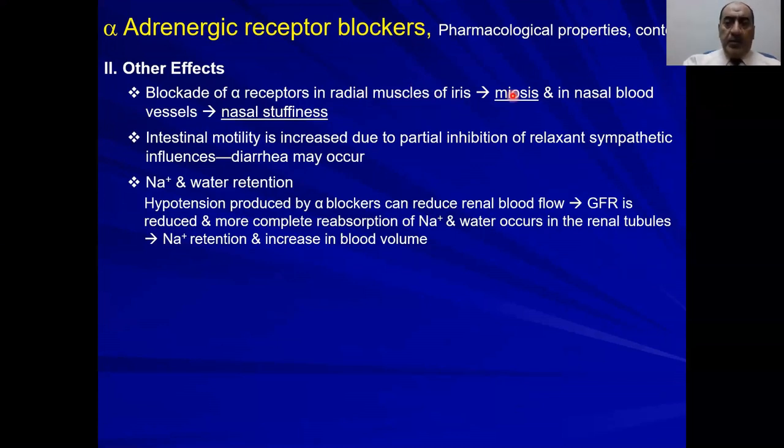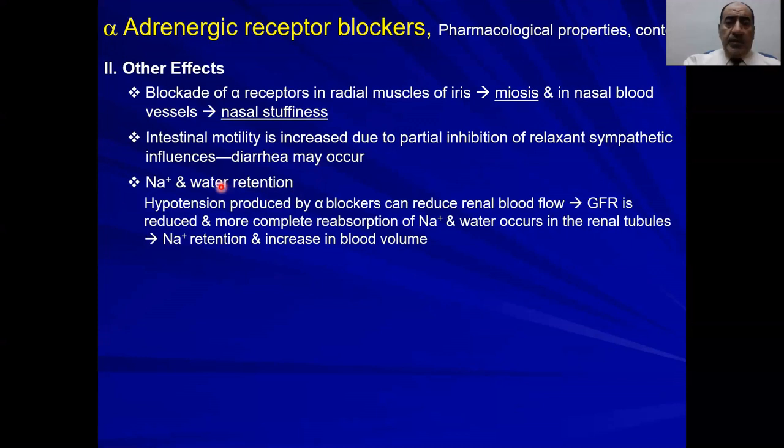Again, the blood vessels in the nose usually are vasoconstricted by the sympathetic nervous system. If you inhibit their alpha receptor, this will cause nasal congestion or stuffiness. Again, on the level of the intestine, the sympathetic nervous system inhibits intestinal motility. If you use an alpha blocker, the intestinal motility will increase, because of the inhibition of the relaxant sympathetic influence, and diarrhea may occur.